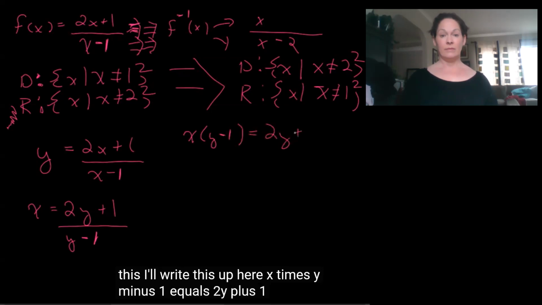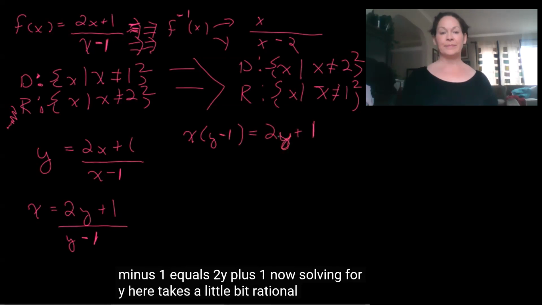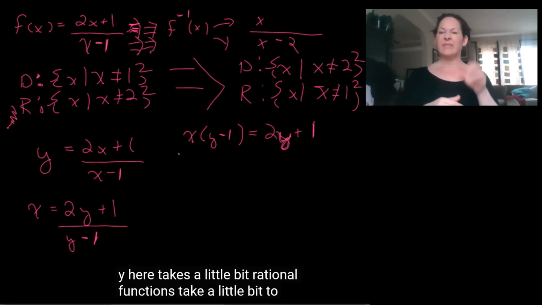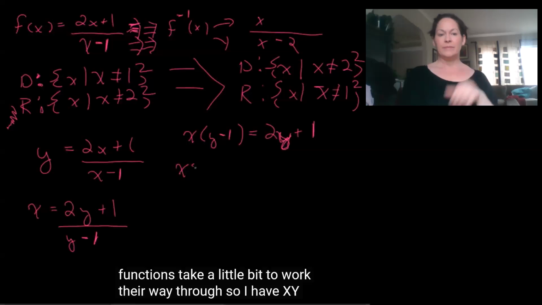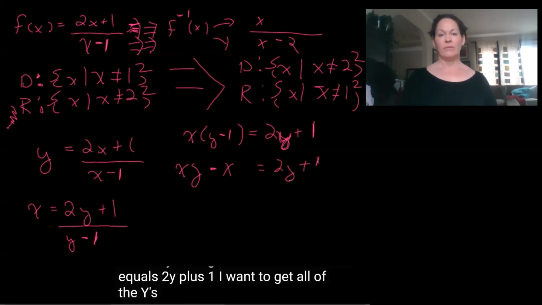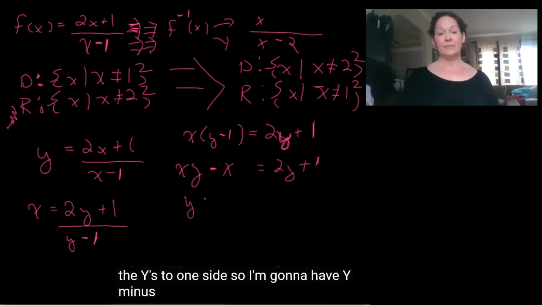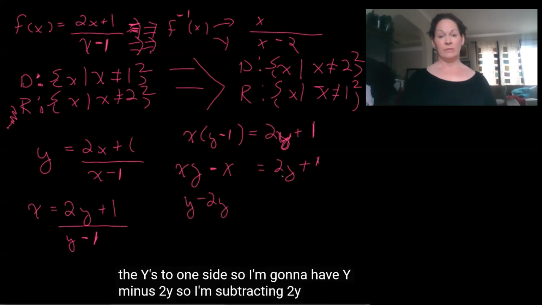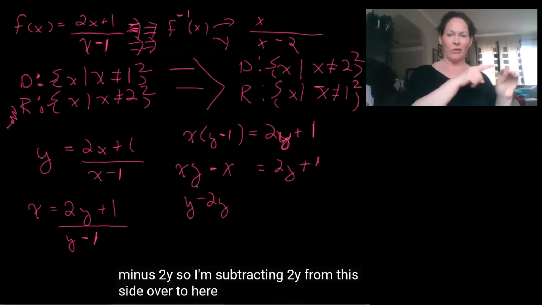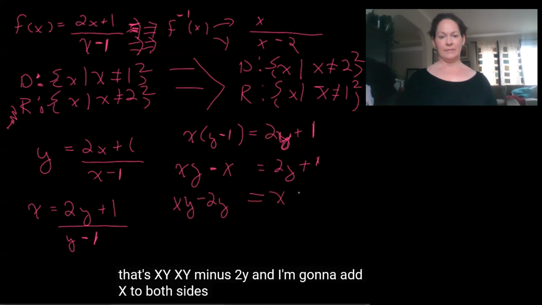equals 2y plus 1. Now solving for y here takes a little bit. Rational functions take a little bit to work their way through. So I have xy minus x equals 2y plus 1. I want to get all of the y's to one side, so I'm subtracting 2y from this side over to here. That's xy minus 2y, and I'm going to add x to both sides.